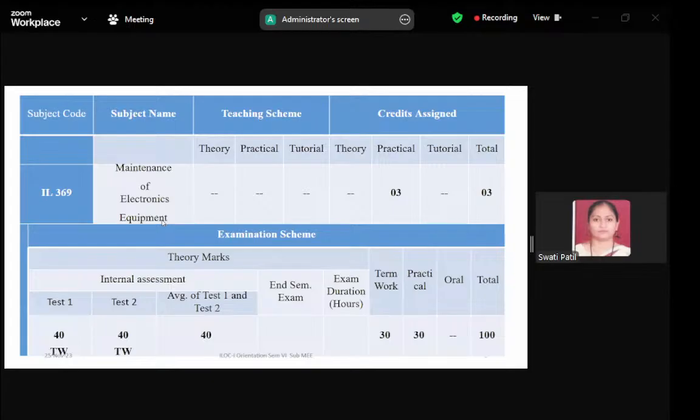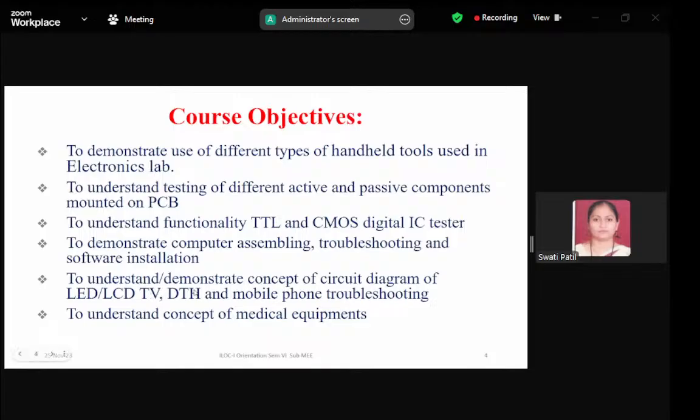So for maintenance of electronics equipment, the teaching scheme is that you have to complete some mini projects under this subject, and there is one small presentation on that PCB project. This is about the maintenance of electronics equipment subject. So there is a test 1 and test 2.